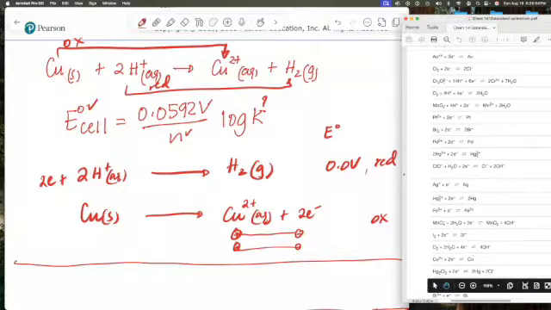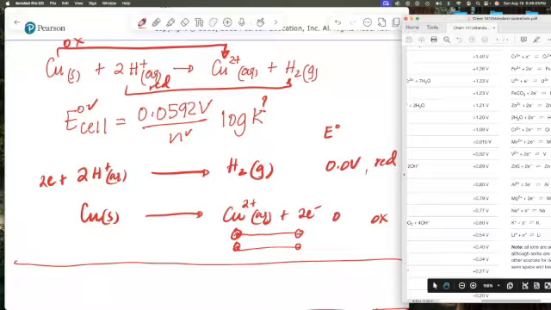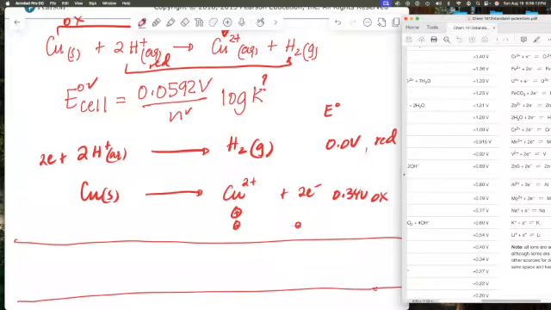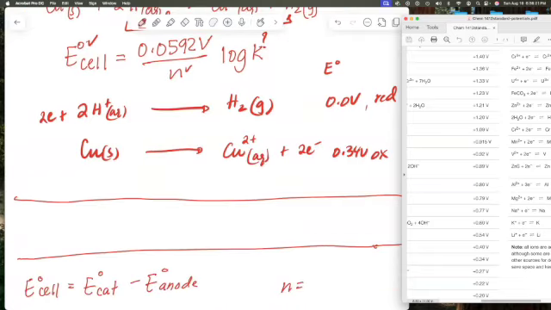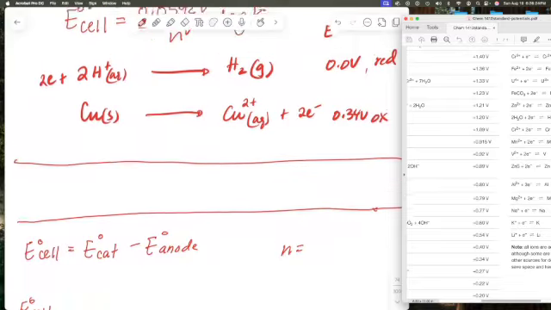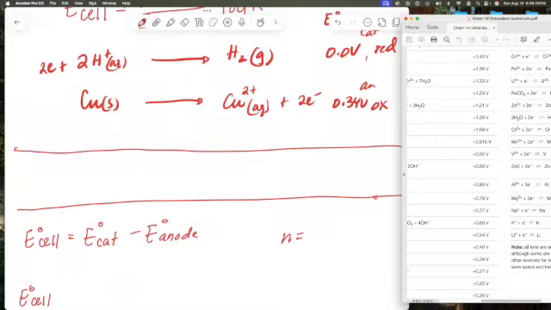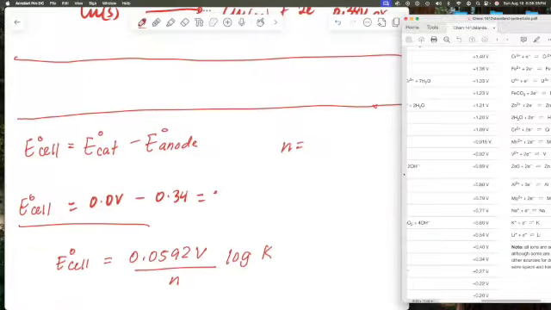Okay, for copper, our voltage is what? 0.34. It's going to be 0.34 volts. Oh, let me erase this. So I have aqueous here. Okay, let's see. So over here, what do we have? This is our cathode, right? This is our anode. So for our potential, we have cathode, which is 0.0 volts, minus anode, 0.34. So we should get 0.34 volts total. And then the number of moles is 2 moles of electrons.